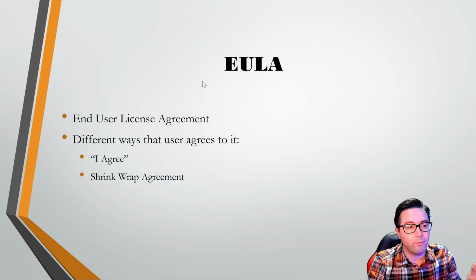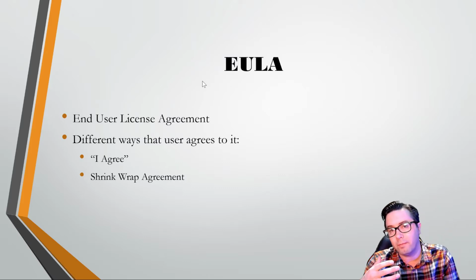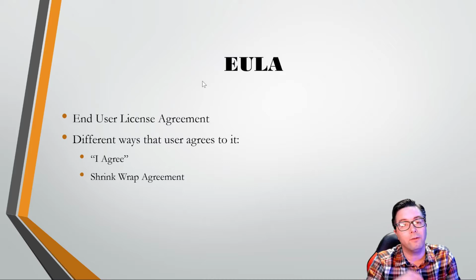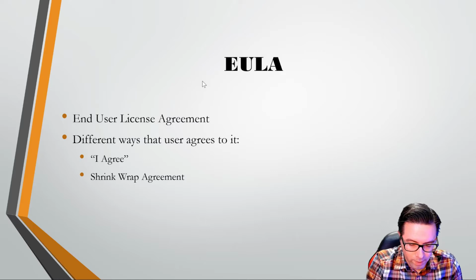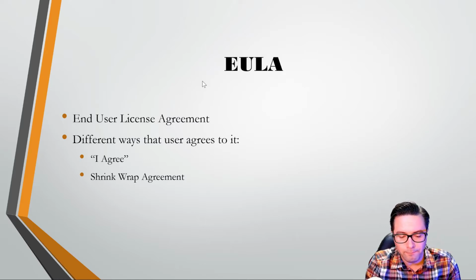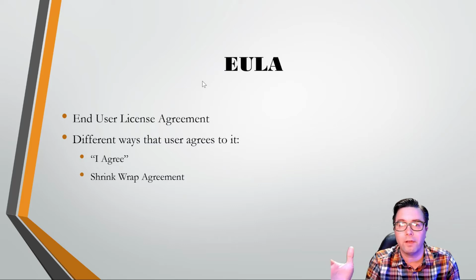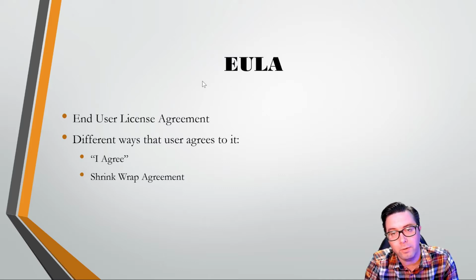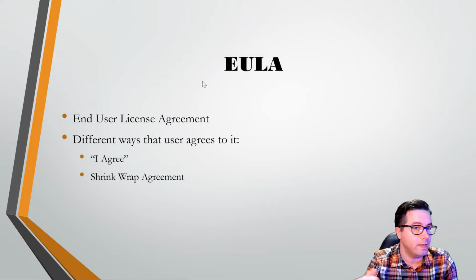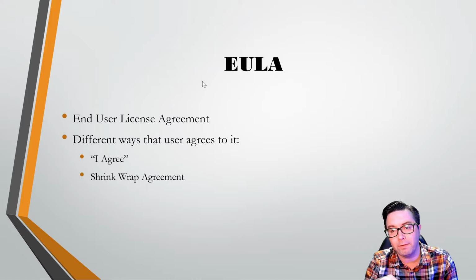There are different ways that you could do it. You could say I agree, or there's the shrink wrap agreement, where if you open the package and take it out, breaking the seal, then you're agreeing to the terms of service. You agree to whatever the contract is, because that's what the EULA is. It's a special contract that protects the rights of the copyright holder, for the most part, to make sure they don't get ripped off, whether in name or money-wise, or both.